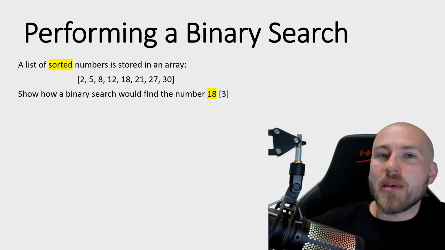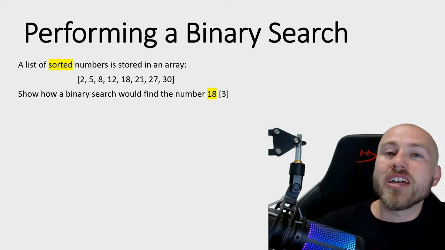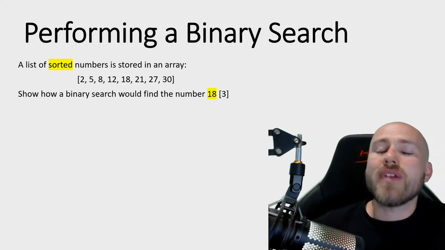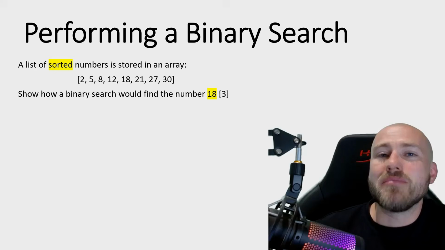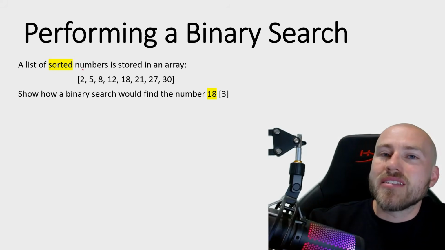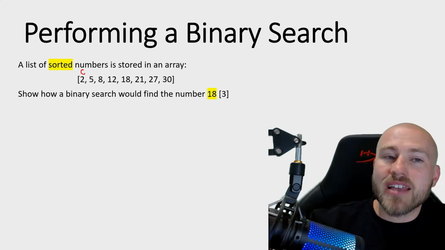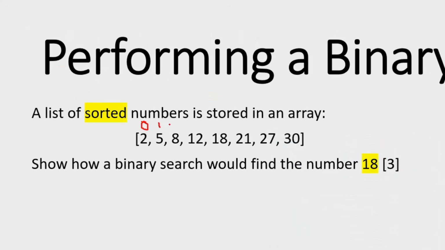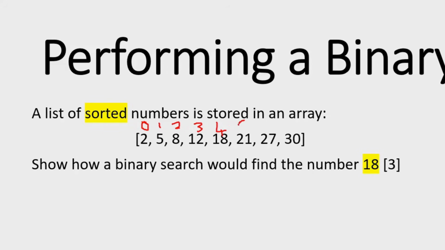Let's look at the steps to perform a binary search then. This is a typical kind of question you might get in your exam. A list of sorted numbers are stored in an array. Show how a binary search would find the number 18. The very first step we would do is to find the midpoint. You would have a 0-based system, so the first position is actually position 0, then 1, 2, 3, 4, 5, 6, and 7.